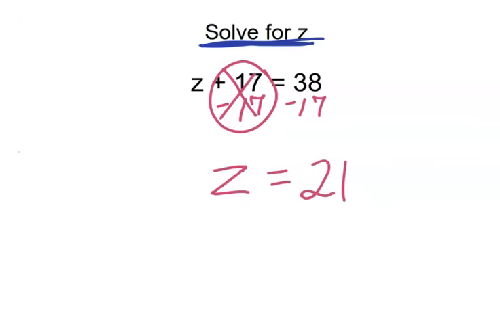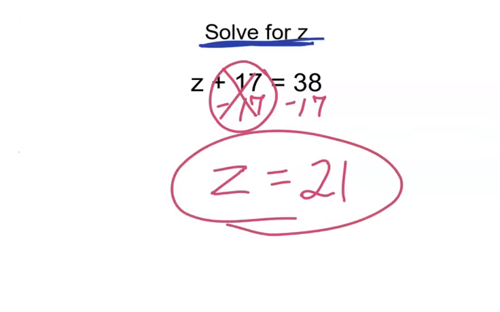So z equals 21. And to double check that, you could probably just put in 21 plus 17. And if you do 21 plus 17, you're going to get 38, right? So 21 plus 17 equals 38. So we know that that's absolutely correct, that z equals 21.